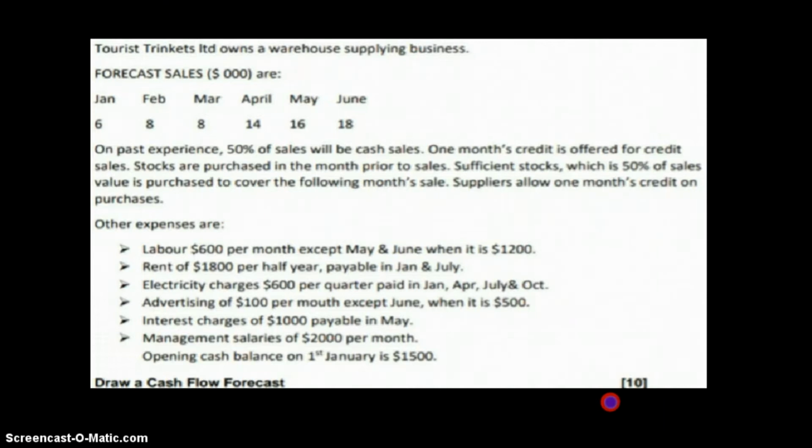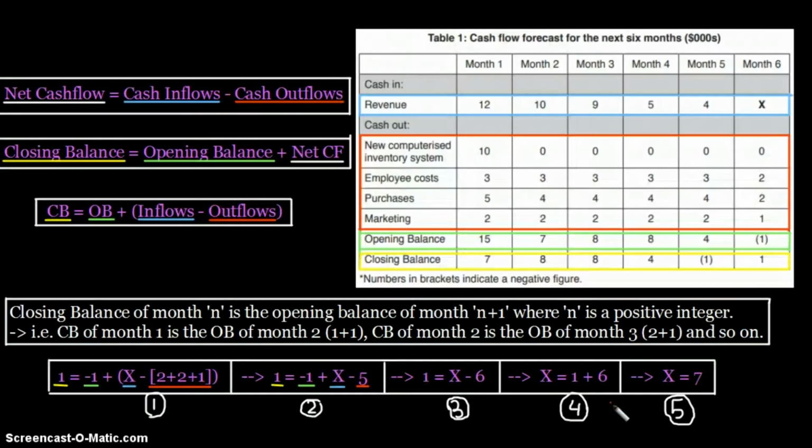It's a 10-mark question, but do know, I'm saying this again, you won't be asked to construct a cash flow forecast from scratch in exams. Generally they ask you to calculate a certain value, like in this question where we calculated X. They could also ask you to calculate a certain value from in between, or the opening balance or closing balance. They can ask you to calculate any one thing.